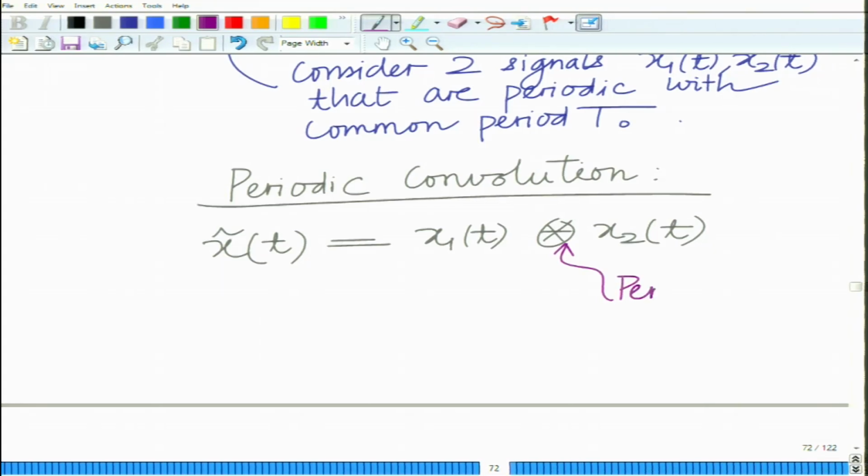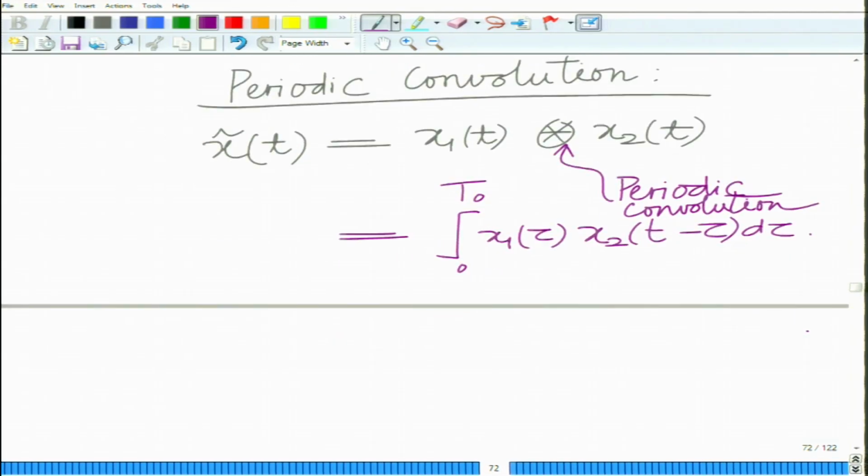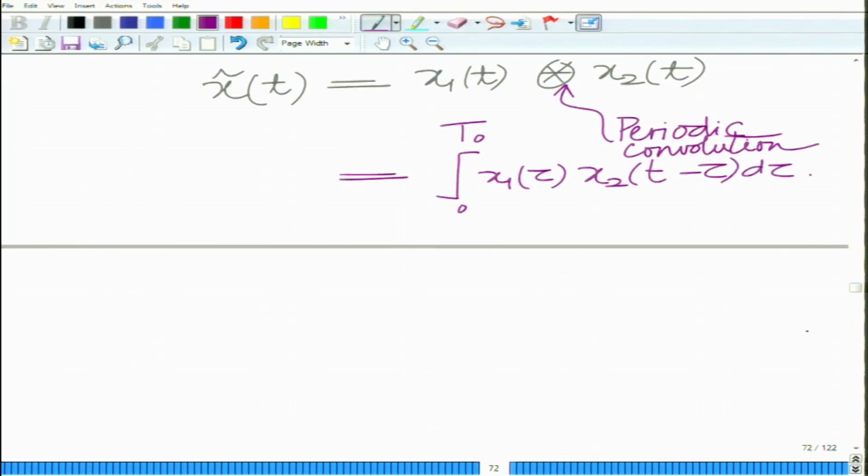Okay, so this is your periodic convolution, and this is done over a period, over any period, that is, integral of x1 tau x2 t minus tau. So while in the conventional convolution we are integrating tau from minus infinity to infinity, remember this is for two periodic signals with a common period T naught, and the integration is over only one period.